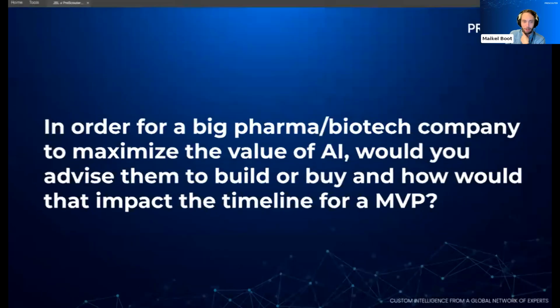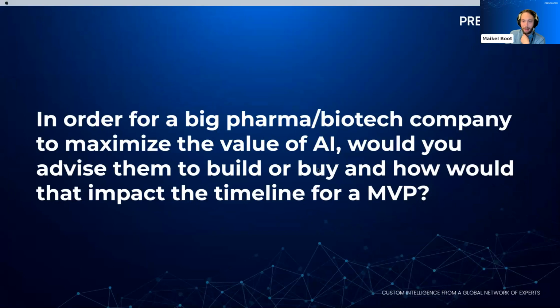And let me just start out by asking Amir. I know you have quite some experience with the build piece. Can you maybe shed your light on this question? What do you think is a good strategy for companies to consider, and how does the choice of building or buying impact the minimal viable product timeline?